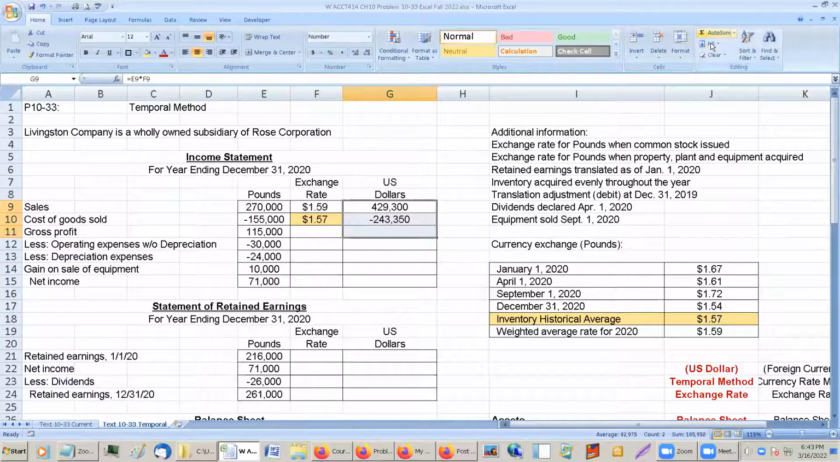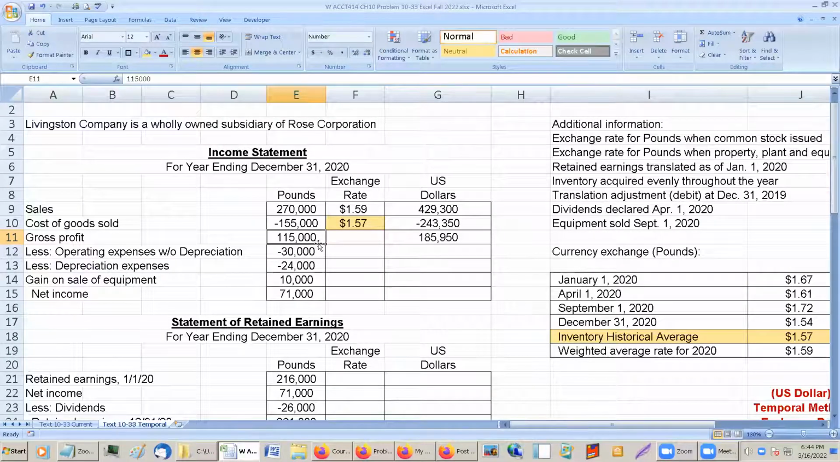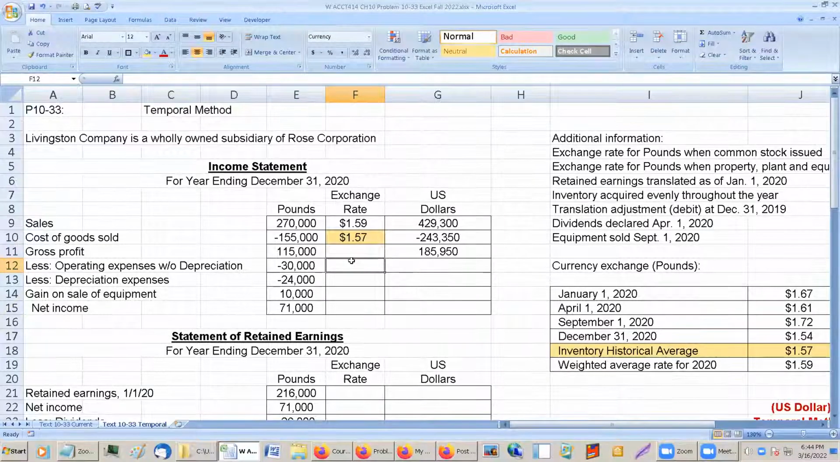Just a quick question, is it the same question, but we're using a different method for it? Exactly. Everything here is the same as the previous one, with the exception of the method that we're using. And this temporal method, this is when they translate everything.